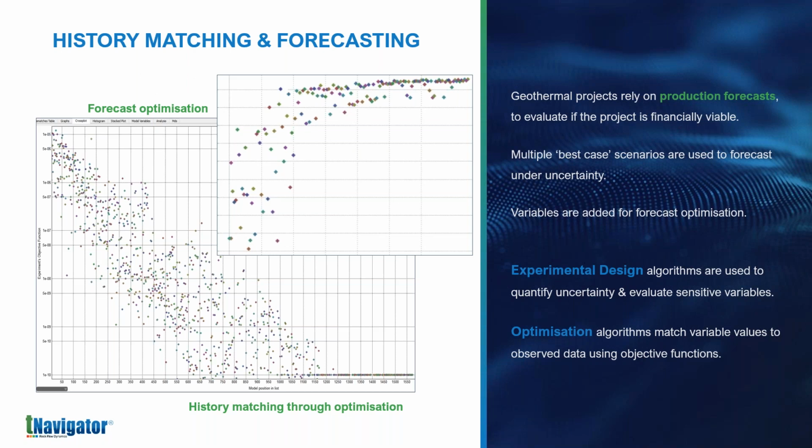If you do have them, you can use forecast optimization, and again, going back to the well placements editor, you can add variables onto your wellbore geometry, XY coordinates, production controls, injection controls, things like that.